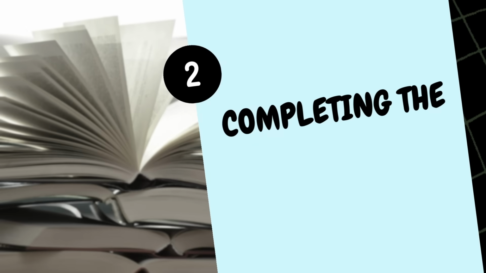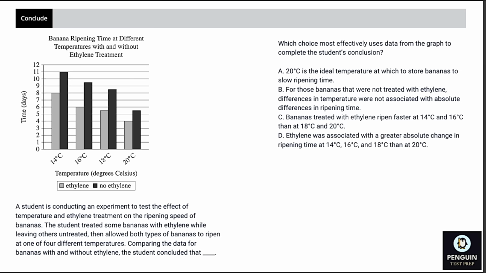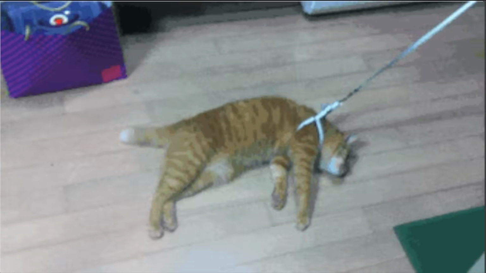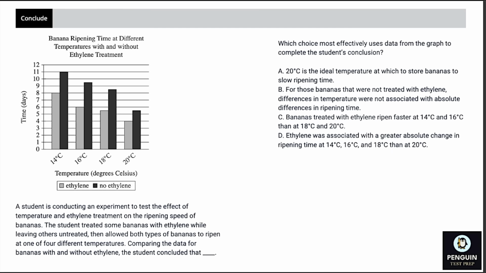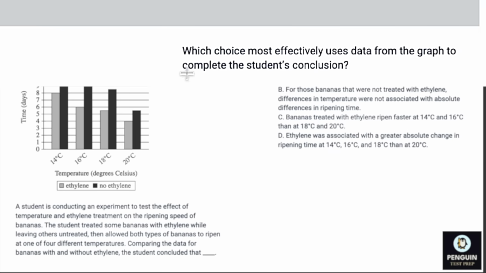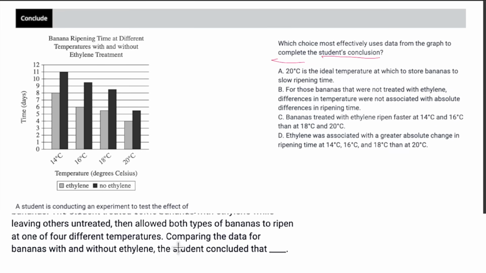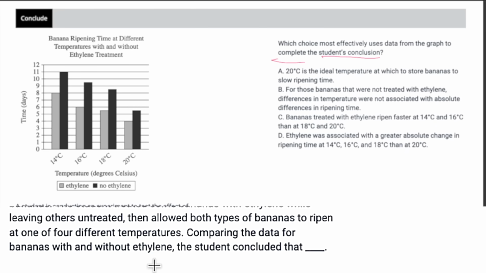Next up, we've got completing the conclusion. Now, if you've watched a lot of my videos, you know that I am always encouraging you to be lazy and to ignore the graphics for these types of questions. We want to usually start by ignoring the graphic, but this is going to be an exception to that norm. And the thing that indicates we actually need to pay attention is the fact that we are completing the student's conclusion. Because basically it says, comparing the data for bananas with and without ethylene, the student concluded that blank.